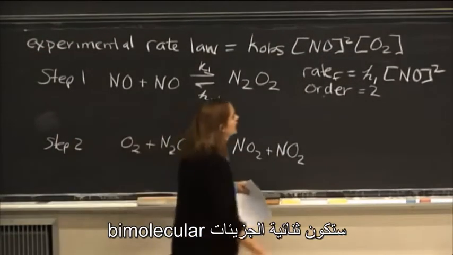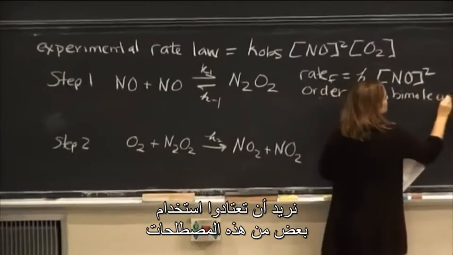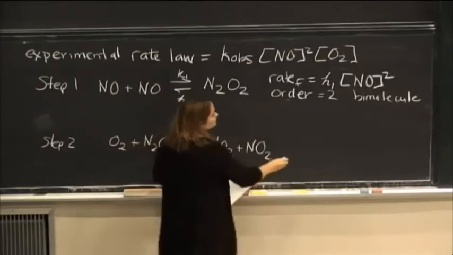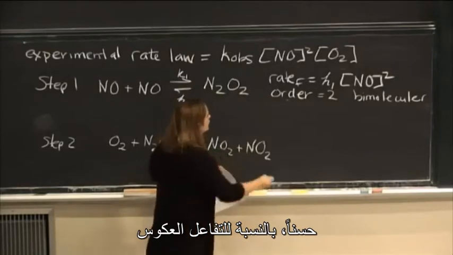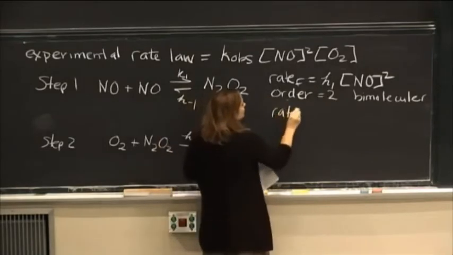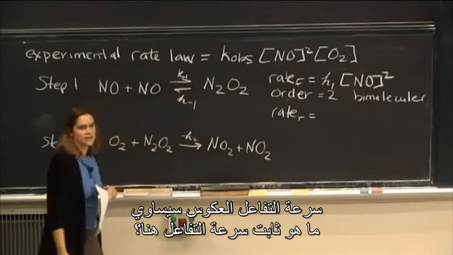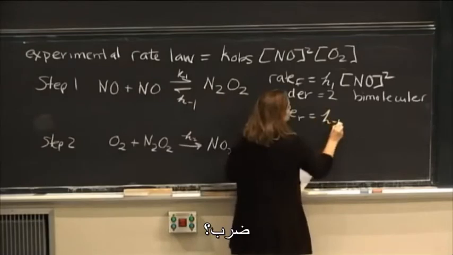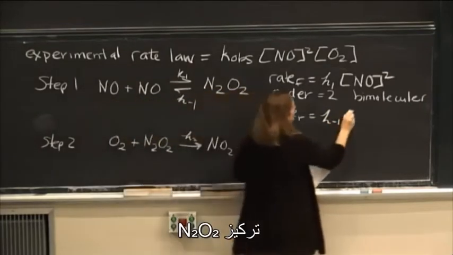It would be bimolecular. So we're just getting you used to some of these terms. All right, so then for the reverse direction, the rate of the reverse direction would be equal to what rate constant? K minus 1 times what? Yeah, N2O2.